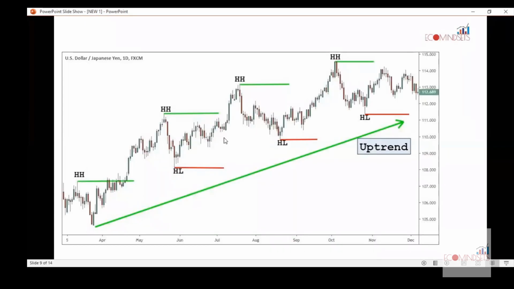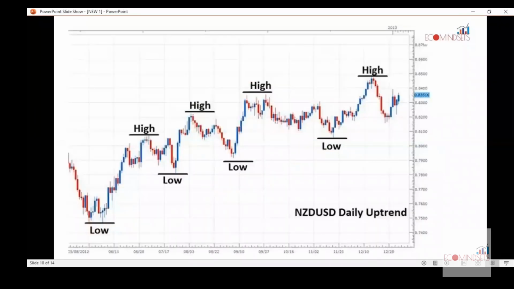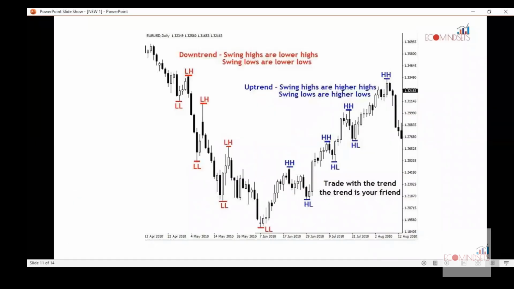So this is just another illustration showing how the market works. It forms a high, goes down to form a low, then it breaks the high to form a new high, and then comes down to form a new low, breaks the previous high to form a new high. Once this is happening, you should know that we are in an uptrend, and the opposite is true for a downtrend. The same thing here on the New Zealand USD daily uptrend.